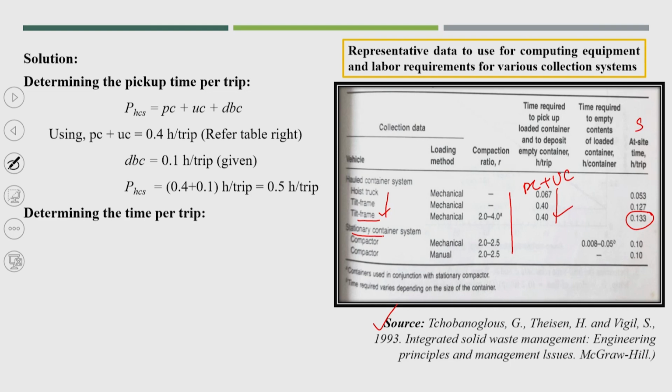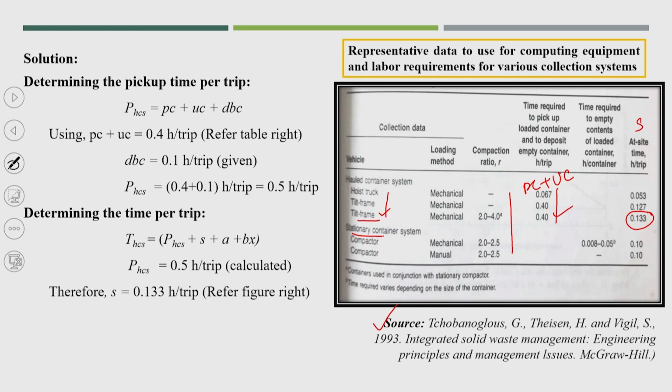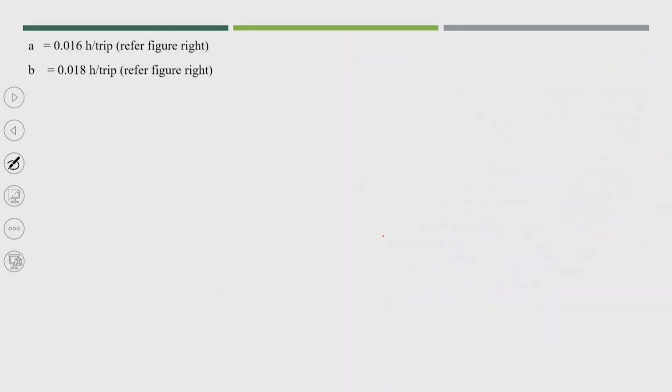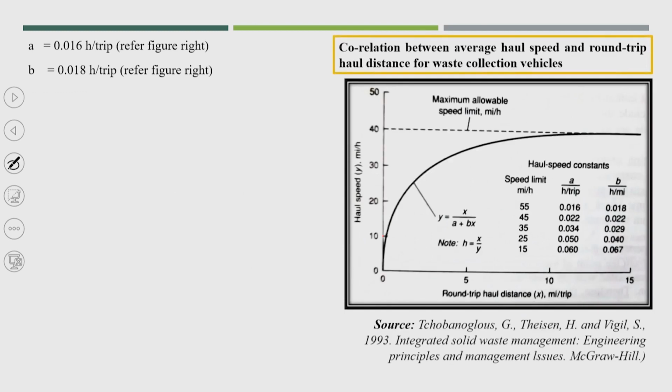Now, we determine the time per trip, that is the total time required in a trip, TSCS, that is PSCS plus S plus A plus BX. Now, the pickup time we know is 0.5 hour per trip, which we calculated already, and S we took from this table as 0.133 hour per trip. A and B, I think here in the problem, the speed limit is given as 55 mile per hour. So, from that we took the A value 0.016 and the B value 0.018.